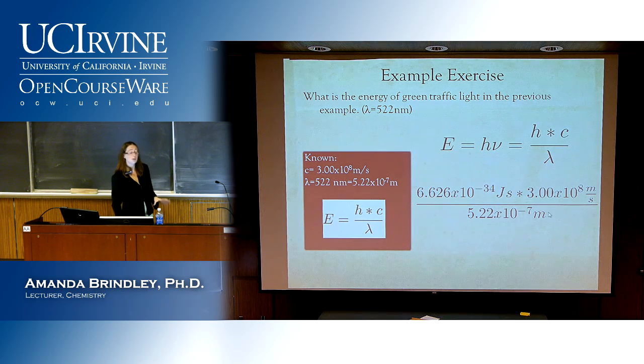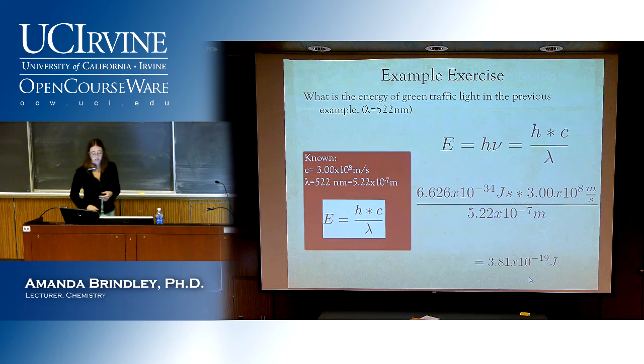It's always good when you're filling in these equations to make sure all of your units work. You can watch meters cancel here. You can watch seconds cancel here. And that leaves us with a unit of joules, which is an energy unit. So everything should work out fine. And we get 3.81 times 10 to the negative 19th joules. So we have our right unit and we have our energy. That is the energy of a green traffic light.